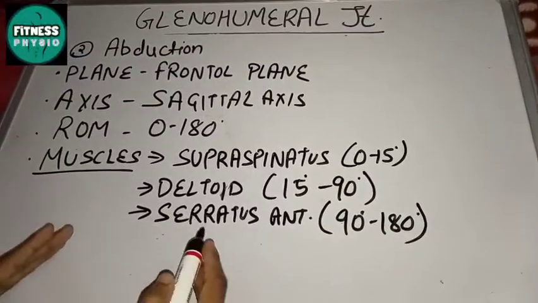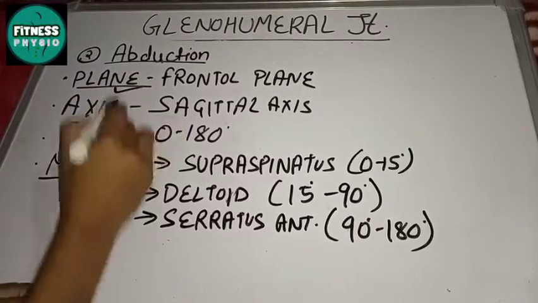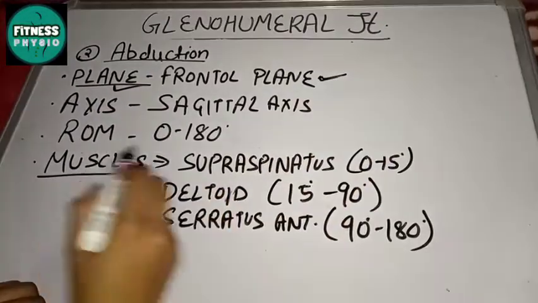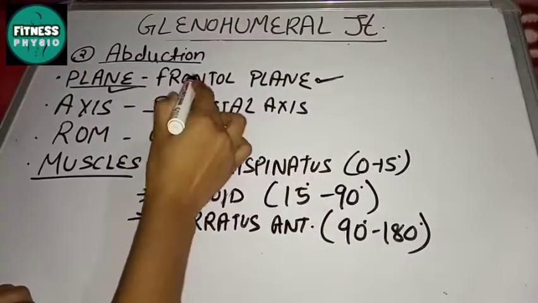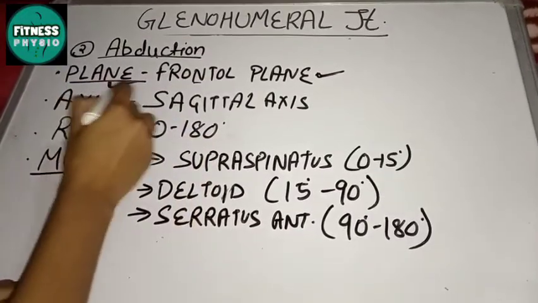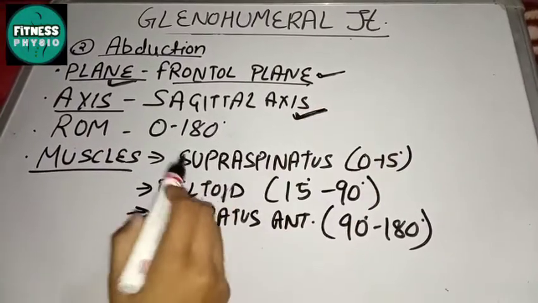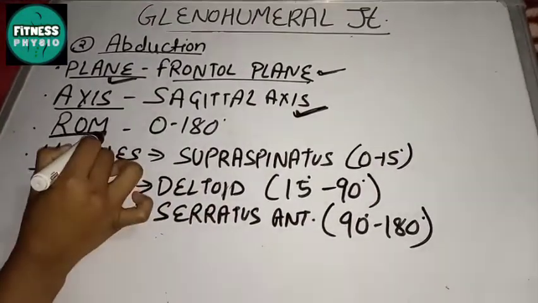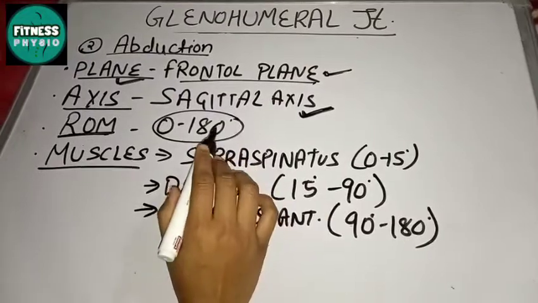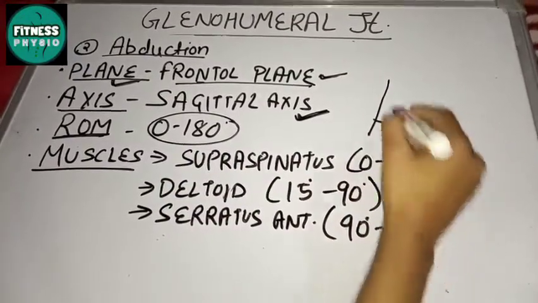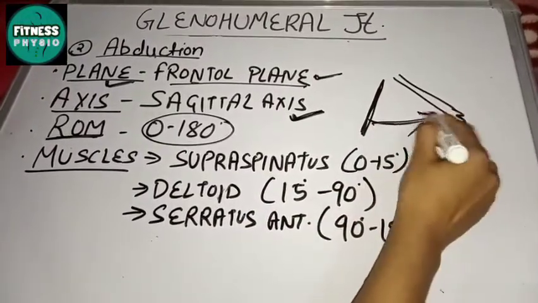The next movement is abduction. First we will discuss its plane. It occurs in the frontal plane. If you remember, flexion and extension occur in the sagittal plane with a frontal axis, but here it is opposite. Abduction occurs in the frontal plane and its axis is the sagittal axis. The range of motion for abduction is 0 to 180 degrees. Abduction is basically the movement of your arm away from the midline. Suppose this is the midline and you are moving your arm away from it.